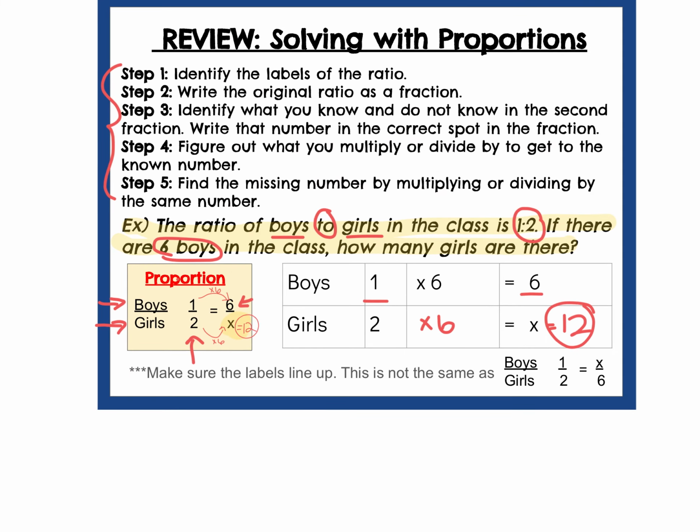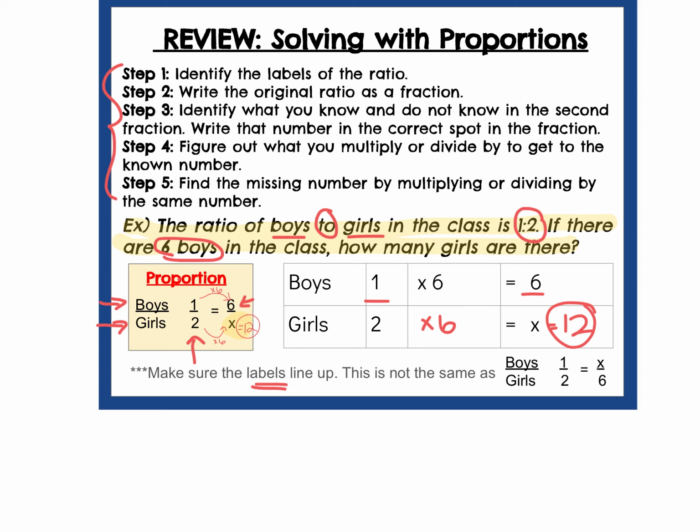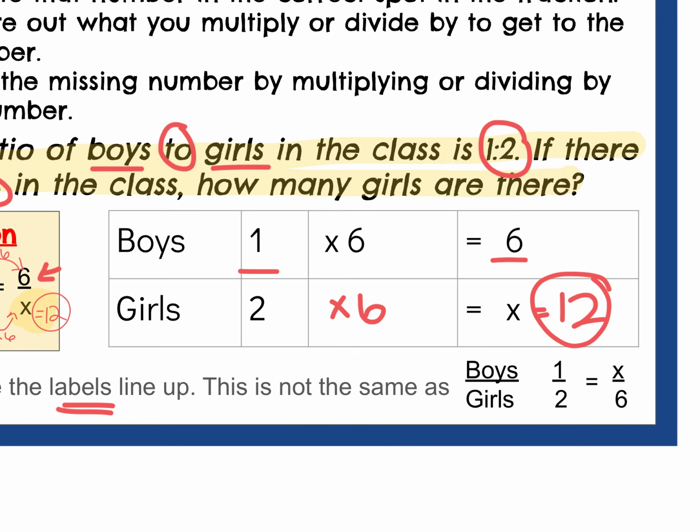Now I want to point out that you have to make sure the labels line up. So because the boys were on top in this ratio, both numbers on top in the fractions have to represent boys. So if you wrote boys to girls was 1 over 2, and then that equals x over 6, that would be incorrect because the 6 has to go up with the boys because that's talking about 6 boys. So you just have to make sure your numbers match your labels.